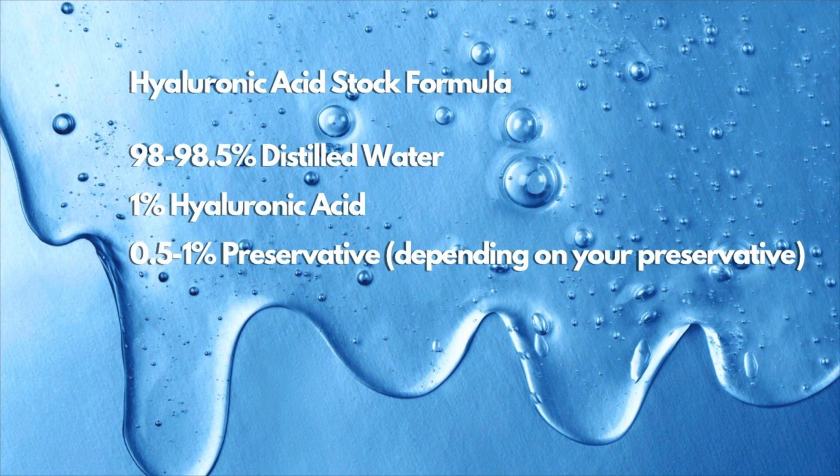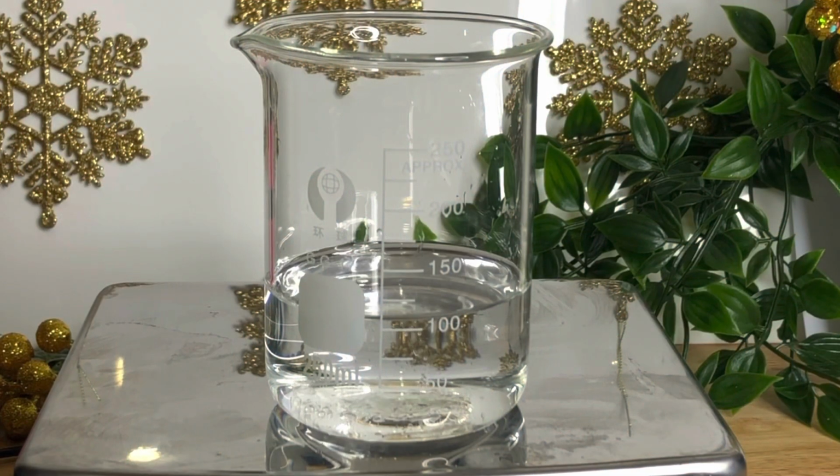Depending on what preservative you're using, you'll either use 98% or 98.5% water, that's distilled water, and 0.5 to 1% broad spectrum preservative. How much you use depends on the preservative. Make sure it's water soluble. Then add your 1% hyaluronic acid. I'm going to demonstrate how we do this next.